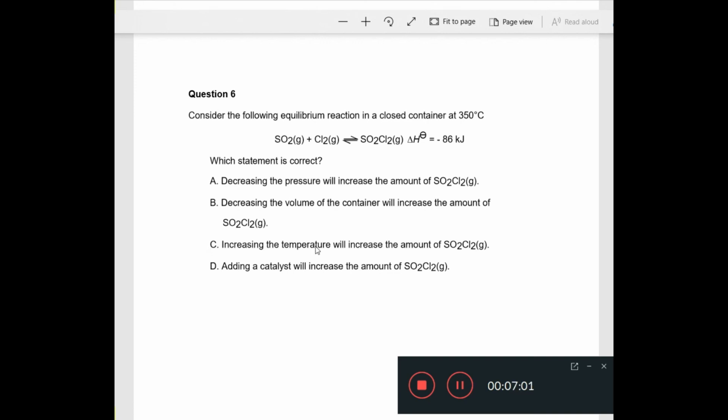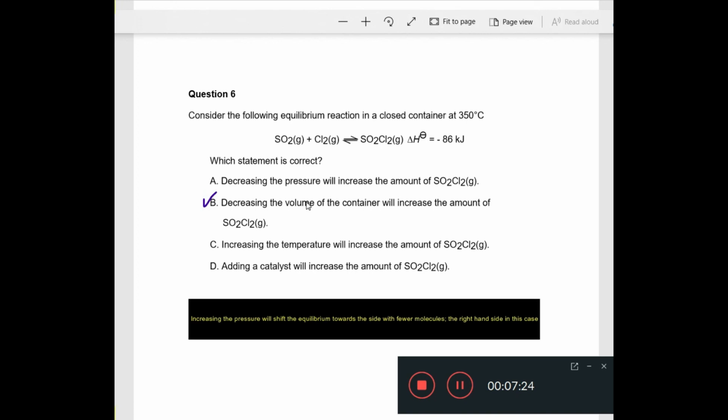C says increasing the temperature will increase the amount of SO2Cl2. That's not true, because if we increase the temperature, we'll shift to the endothermic side. That's the left. And a catalyst has no impact on the amount of SO2Cl2 because catalysts do not affect the equilibrium position. The answer is B, decreasing the volume of the container, which means increasing the pressure, will increase the amount of SO2Cl2.